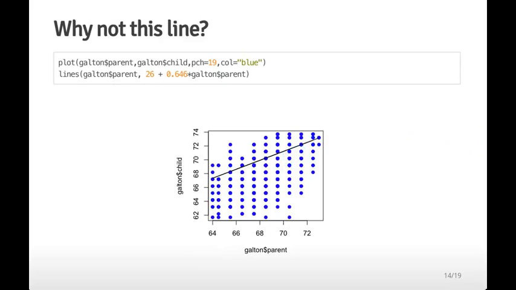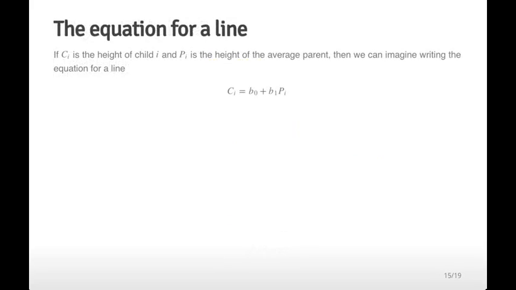And it turns out that there's a reason that's very similar to the reason that we use the average to summarize the distribution. You can remember from your middle school or high school geometry class that the equation for a line relating the child's height to the parent's height would be something like this. The child's height is equal to some intercept term, so this is where the line crosses 0, plus some slope times the parent height.